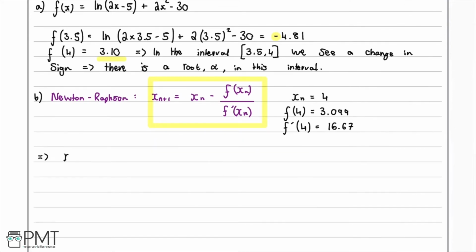So therefore, x of n plus 1 is going to be equal to 4, and then we take away 3.099, and we divide that by 16.67. And putting these numbers into our calculator, it comes out with 3.81409. Then there are some further decimal places, but that's all we're going to need to conclude to 3 significant figures. So rounding this to 3 significant figures, we have that x of n plus 1 is going to be equal to 3.81.